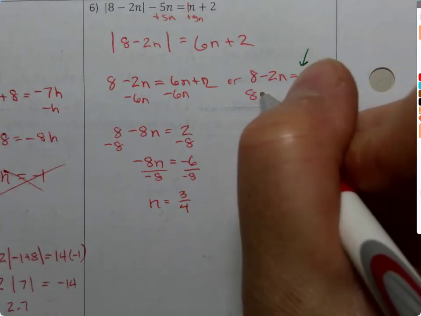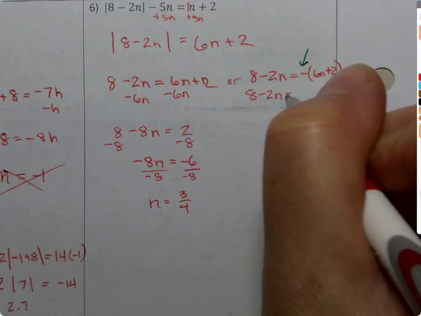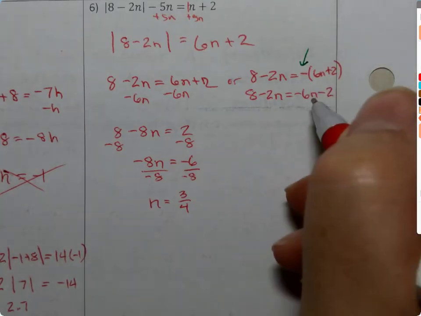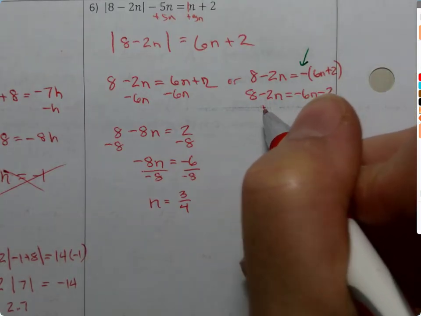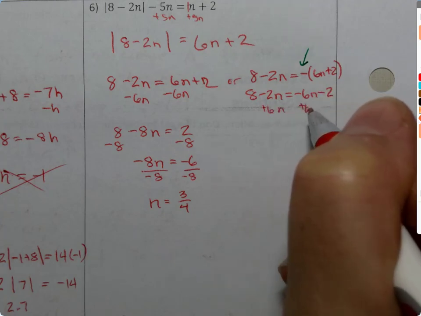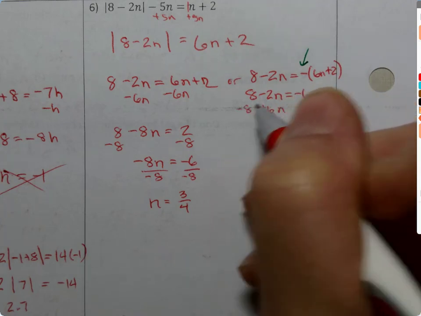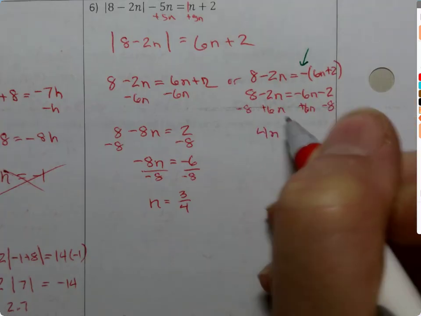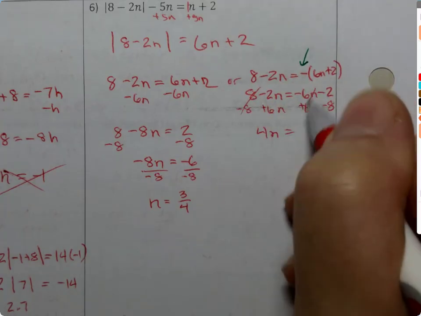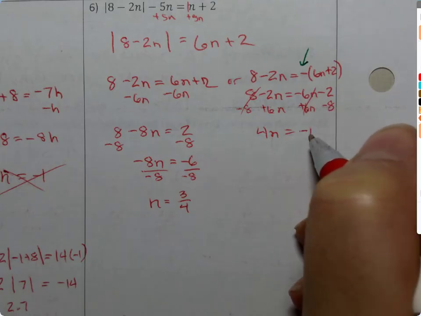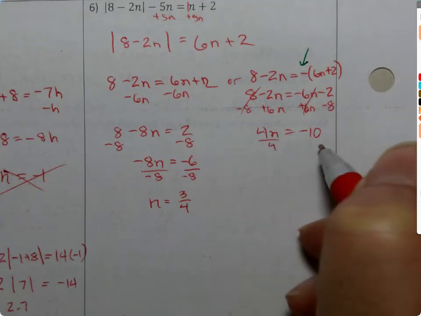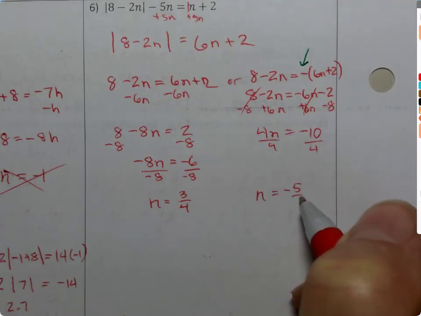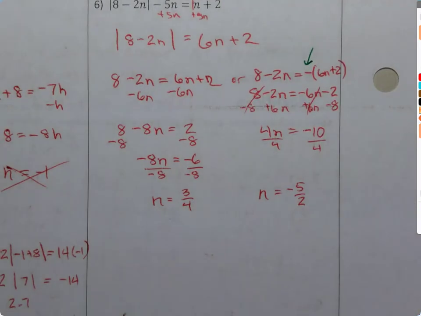Then when I do this, I'm going to take the time and I'm going to rewrite this negative sign so I don't lose it. And then I will add the 6n. And at the same time, I'm going to subtract the 8. If that's more than you want to do at once, that's fine. I get a positive 4n. That's gone. That's gone. And I get a negative 10. Divide by 4. So I end up with n equals a negative 5 halves. So there are my two answers.